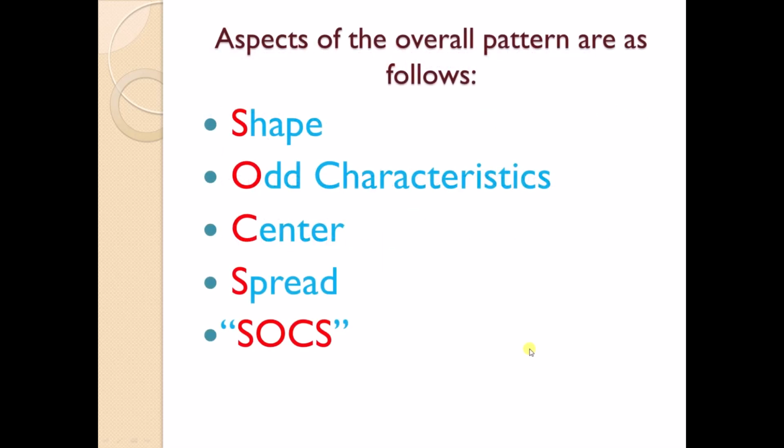And a good way to follow along and to remember what to look for is this acronym SOCS, S-O-C-S: shape, odd characteristics, center, and spread. If you can remember that and figure out from the acronym what the four things are we're supposed to comment on, that'll help us to make sure we do comment on it. Because if we don't comment on it, for the AP people, they don't like that. So that's what we need, SOCS.